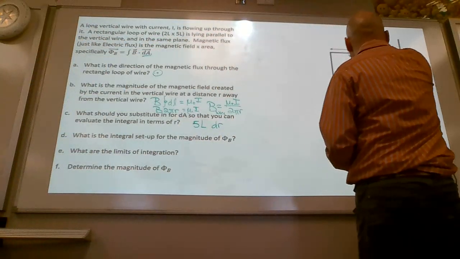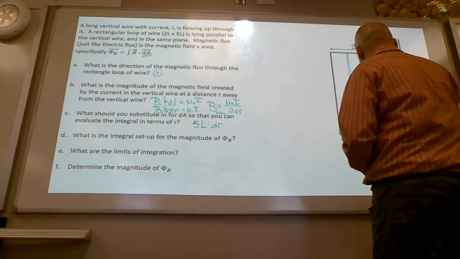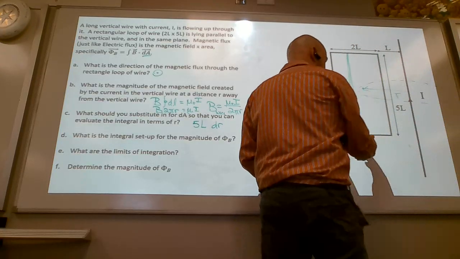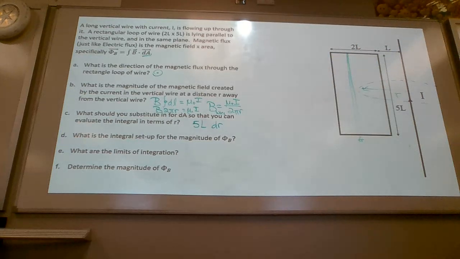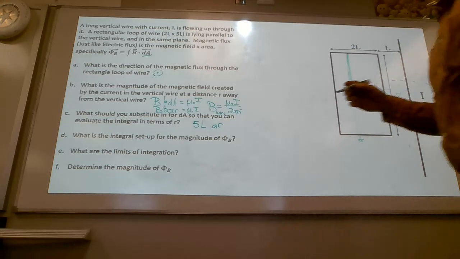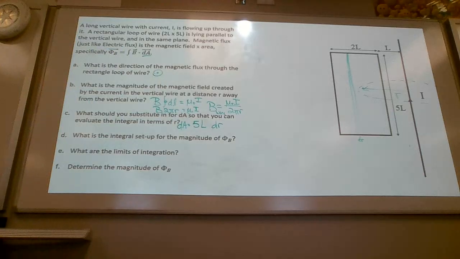I want the area of that rectangle. That's going to be a little dr. Length times width, yes? dA would be equal to 5L times dr. Yes? How we doing?